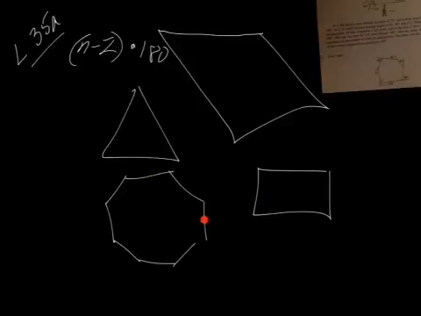This has 1, 2, 3, 4, 5, 6, 7, 8 sides. Minus 2 is 6. 6 times 180 is, I have no idea. 6 times 180, so 1080 degrees for an octagon, if I did my math in my head right. Okay, so that's it for the first part.